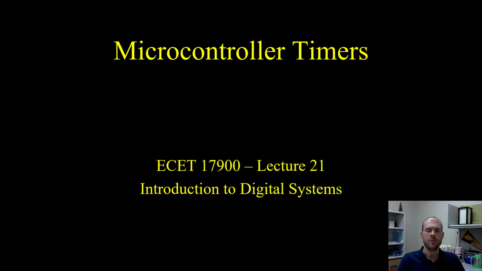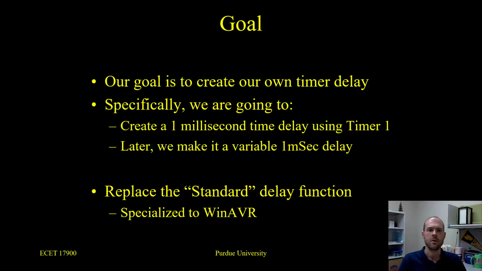Okay, we want to talk a bit more about microcontroller timers in this lecture. We're going to build on what we did last time. Remember that in lecture 10a, we created a 1 millisecond time delay using timer 1. We preset the hardware so it would generate a flag after 1 millisecond, and we polled for that flag, so then we could take action after 1 millisecond.